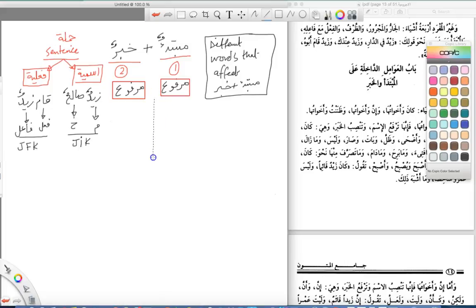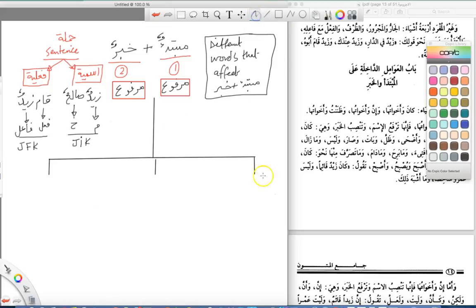So, what I'm going to do, I'm going to draw a diagram here. We're going to look at 3 different types of words that will affect the mubtada and the khabar. First of all, let me explain the name, and then after that, inshallah, we'll continue.